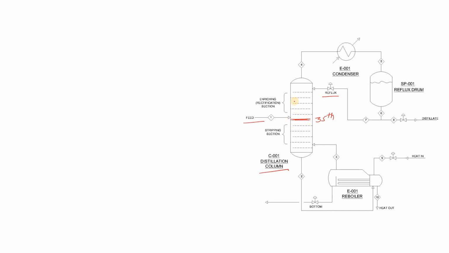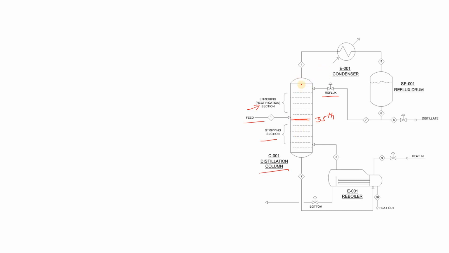Above this tray the section is called the rectification section. Why? Because in this section the composition of the vapors is more, or the composition of the more volatile component is more. And below the feed tray, the section is called the stripping section, and in this section the liquid composition is more, or the less volatile component composition is more. I hope you got the point.